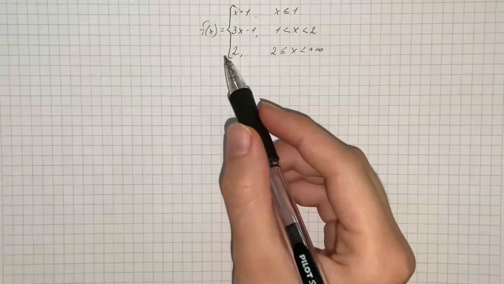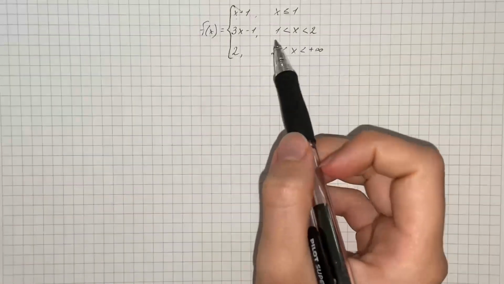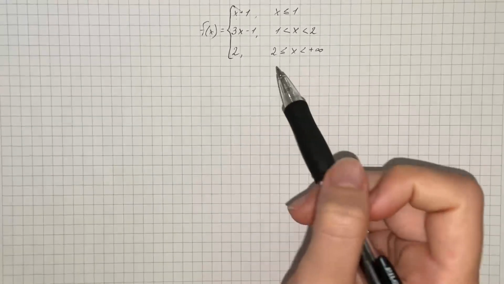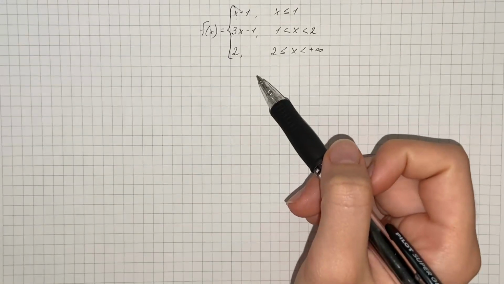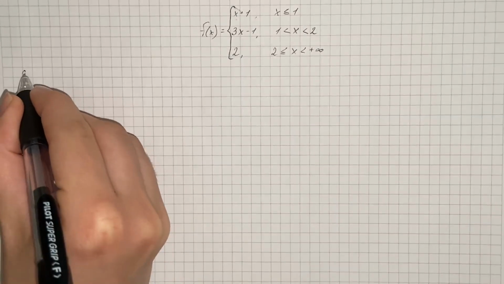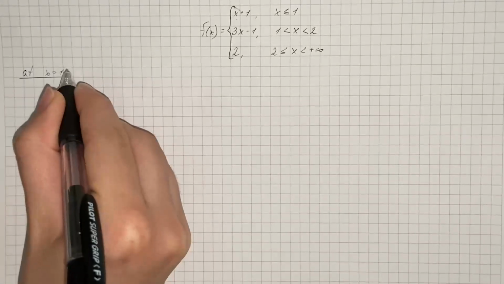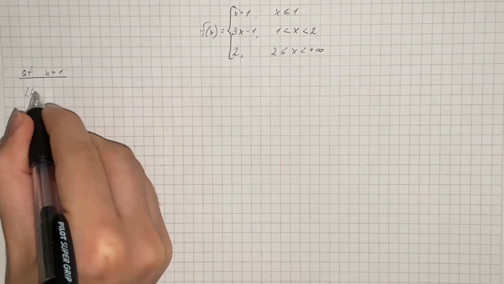We have to check the continuity of the given functions at 3 points: x equals 1, x equals 2, and x equals 3/2. So we're going to start with checking continuity at x equals 1.